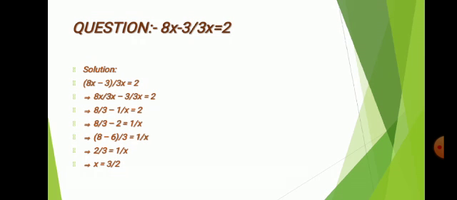(8x minus 3) upon 3x is equal to 2. First we will write 8x upon 3x minus 3 upon 3x is equal to 2. 8x upon 3x, when we cancel x with x, becomes 8 upon 3, and minus 3 upon 3x becomes 1 upon x, that is equal to 2. Now 8 upon 3 minus 1 upon x is equal to 2.